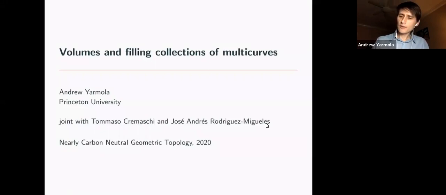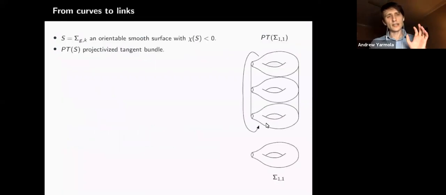So what we're going to focus on today is starting with a standard orientable smooth surface of negative Euler characteristic, and we're going to look at its projectivized tangent bundle, which is the three manifold that plays a role here. And the reason for the projectivized tangent bundle, so the unit tangent bundle, is just for orientation purposes.